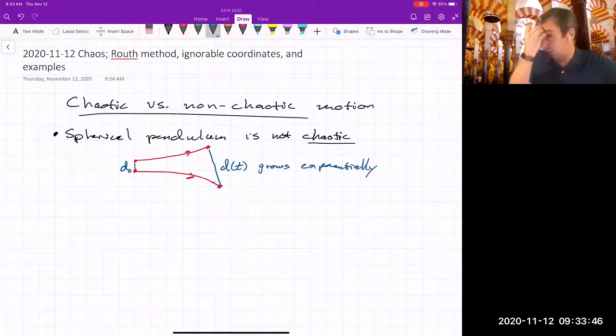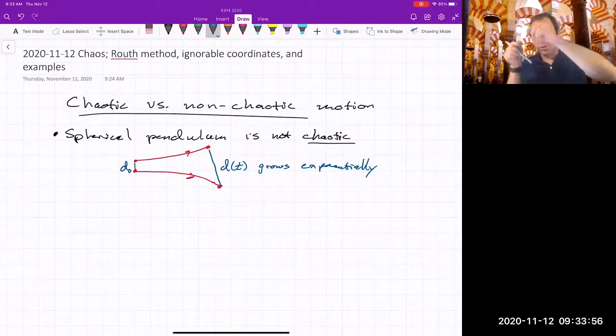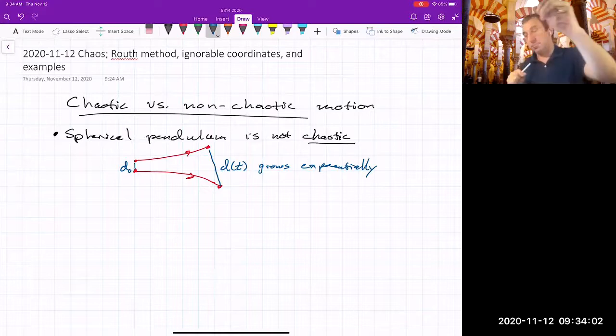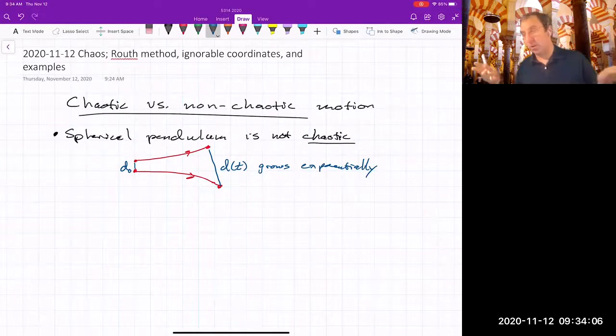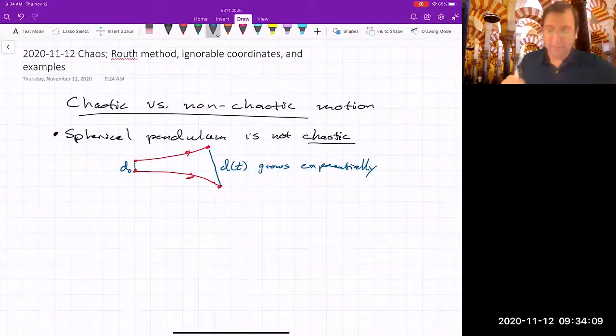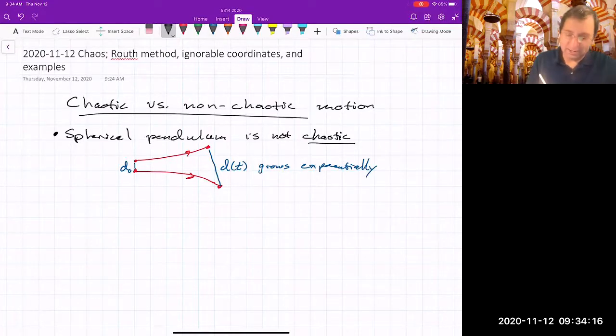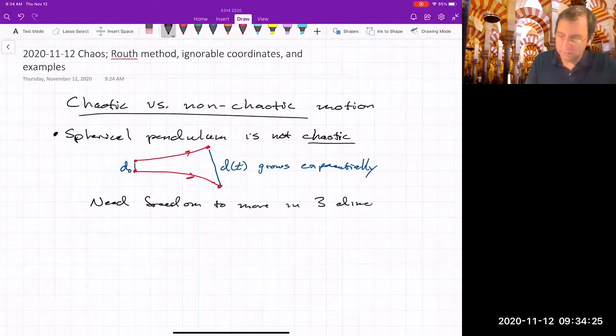So even after a short time, that small initial distance in phase space between them is growing exponentially. So what does this mean? It means even if you try to specify the initial condition, either in an experiment or in a simulation, any small deviation from that is going to grow. You would see that those two states get far away from each other and are no longer coherent. And you can do a dimensional count. It turns out you need freedom to move in three dimensions of phase space for chaos to happen.